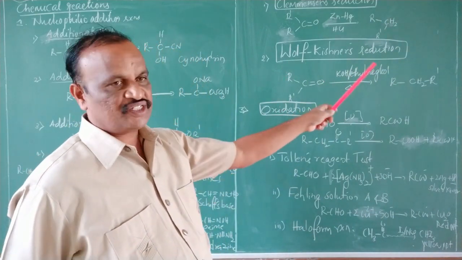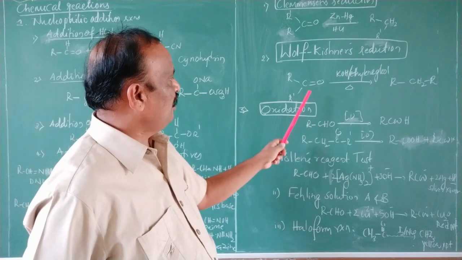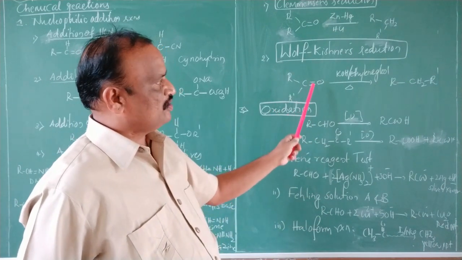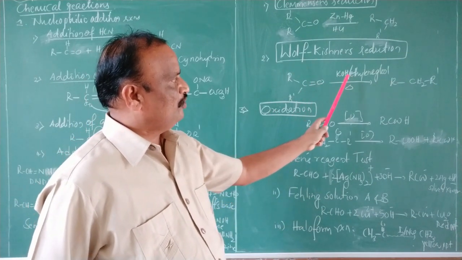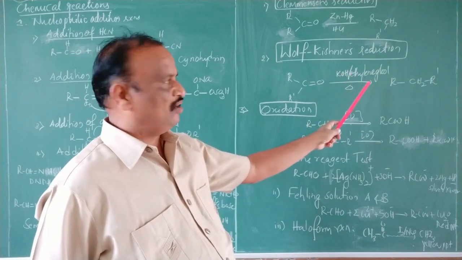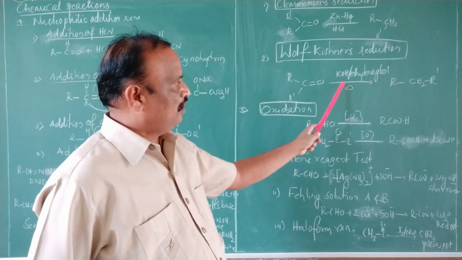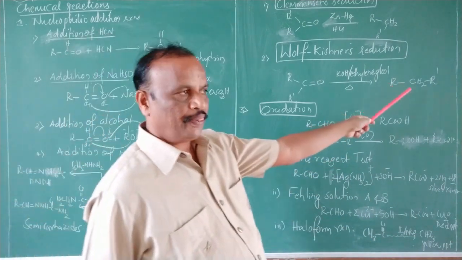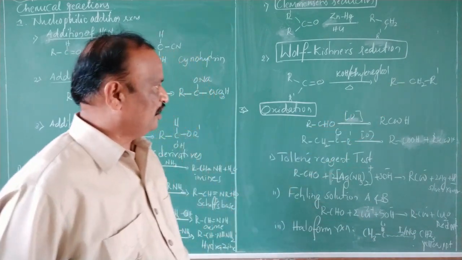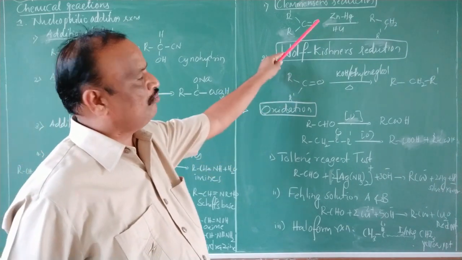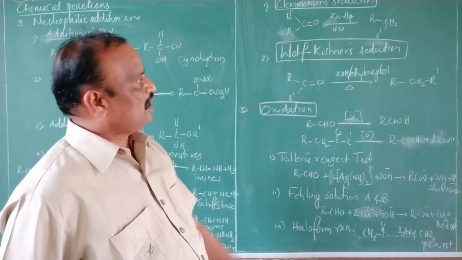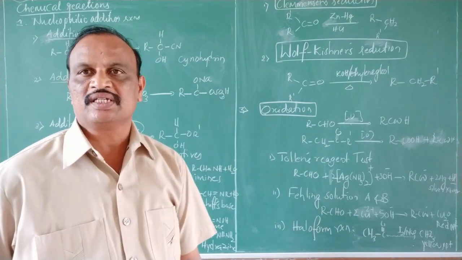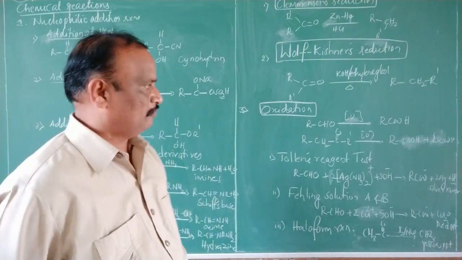Similarly, Wolff-Kishner's reduction, same thing here also. Take an aldehyde or ketone, treat it with KOH and ethylene glycol in the presence of heat, and it undergoes reduction to form a hydrocarbon. So to get a hydrocarbon from aldehydes and ketones, Clemmensen's reduction or Wolff-Kishner's reduction can be used.